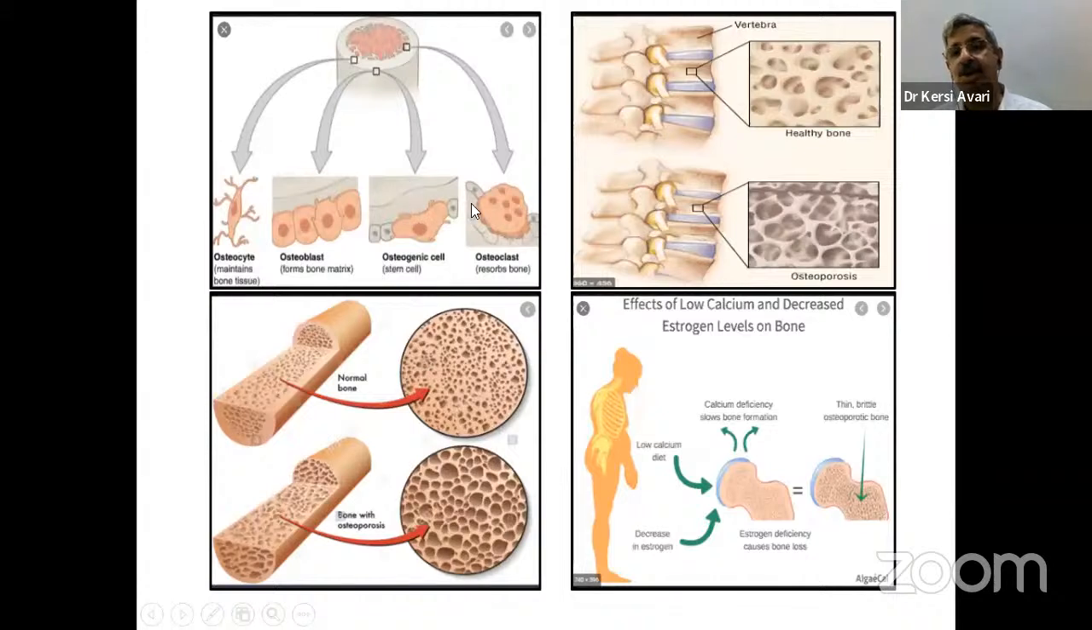Now this is the structure. This is a healthy bone. This is an osteoporotic or brittle bone where calcium deprivation is taking shape. And you see, this is the spine, where the spine bends. This is exactly what is happening.